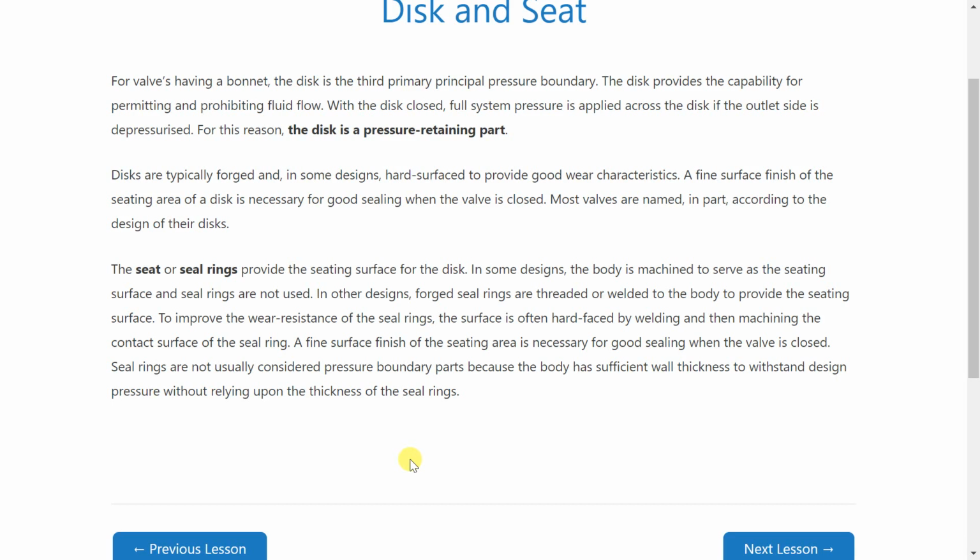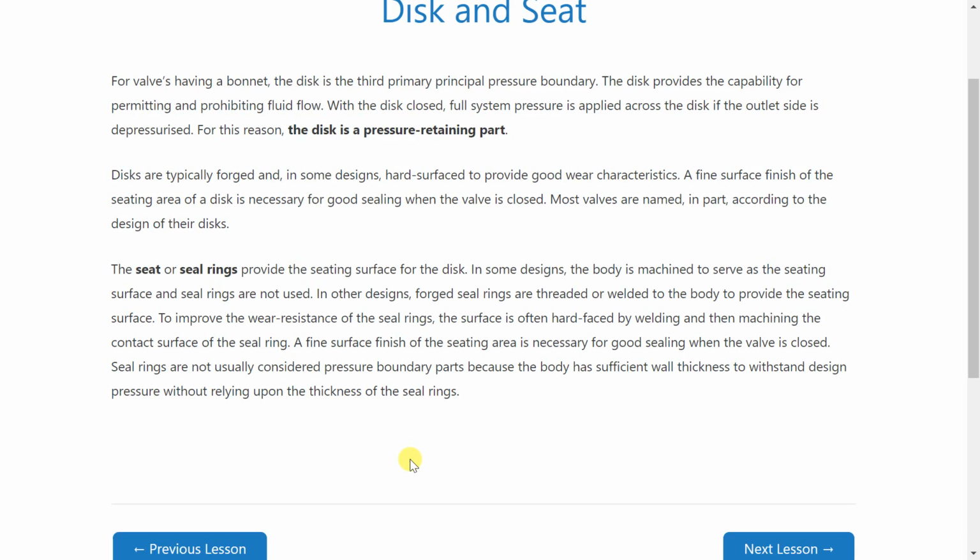The seat or seal rings provide the seating surface for the disc. In some designs, the body is machined to serve as the seating surface and seal rings are not used. In other designs, forged seal rings are threaded or welded to the body to provide the seating surface.